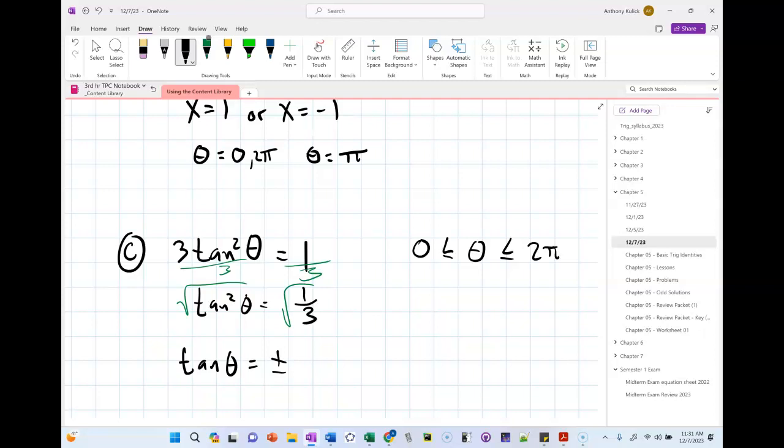And then how do you do the square root of 1/3? How do you square root a fraction? You square root the top. What's the square root of 1? And then the square root of 3 doesn't simplify, so we just leave it like that.